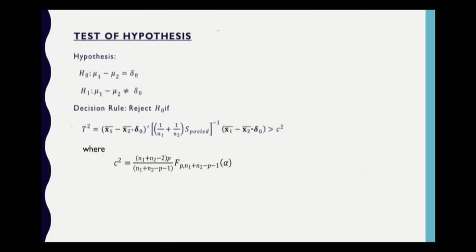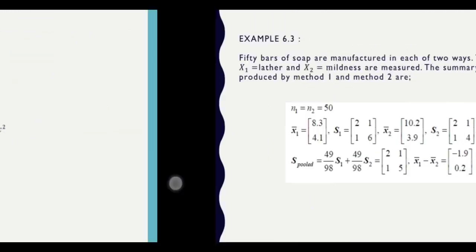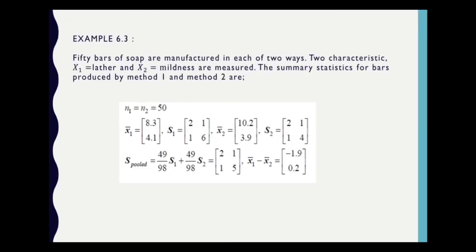When we reject H naught, how do we conclude? If H naught is rejected, we can say that the mean for the first population and the second population differ. Or if the populations and variables have names, you can put the name of the variable and the name of the population in your conclusion. Let's see the example.